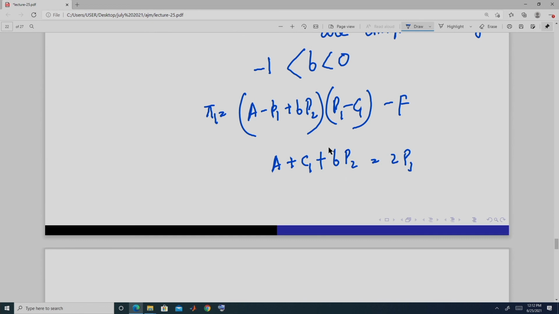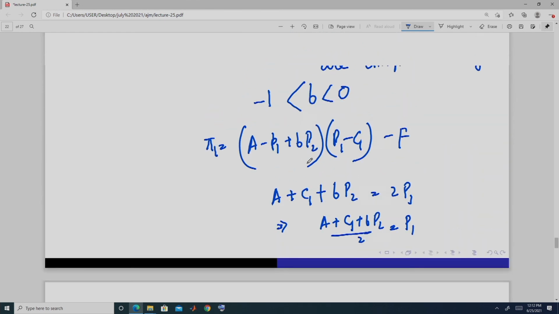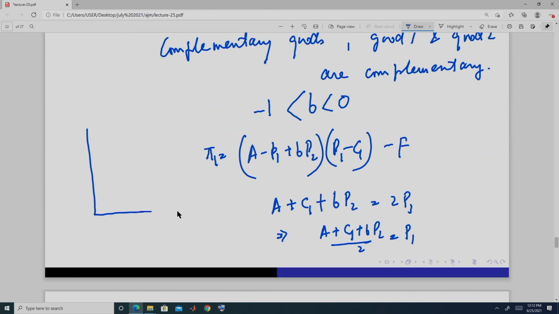This is going to be a negative portion part. So, it is going to be like this. So, this reaction function, if we take price of good 1 here, price of good 2 or price of firm 2 here. So, this portion is negative, because B is negative. So, what will it be?